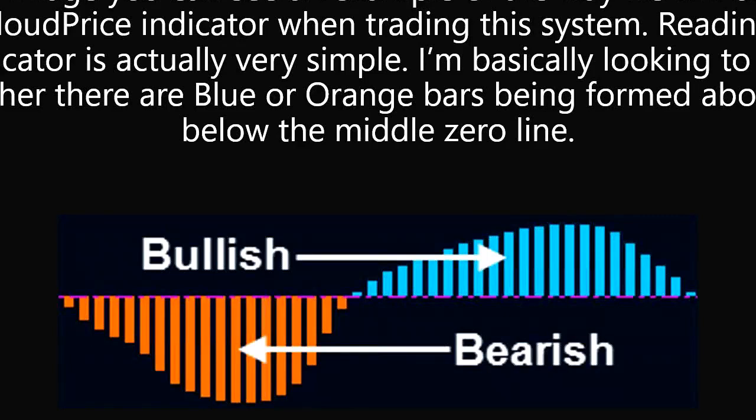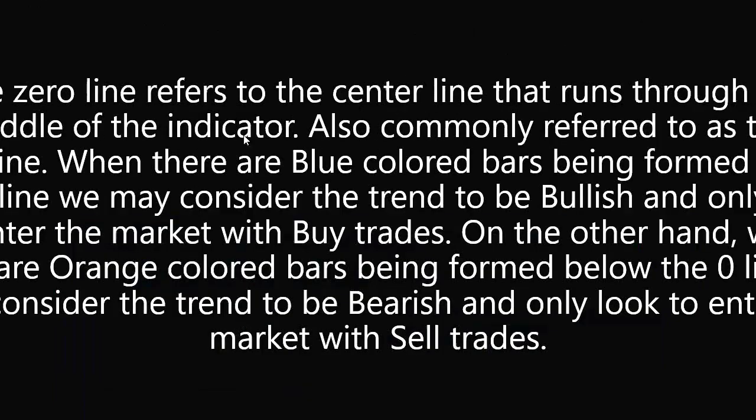As I've mentioned before, I'm basically looking to see whether there are blue or orange bars being formed above or below the middle zero line. Blue being bullish, orange being bearish. The zero line refers to the center line that runs through the middle of the indicator, also commonly referred to as the water line. And when there are blue colored bars being formed above the zero line, we consider the trend to be bullish, as I mentioned, and only look to enter the market with a buy trade. On the other hand, when there are orange colored bars being formed below the zero line, we consider the trend to be bearish and only look to enter the market with sell trades.